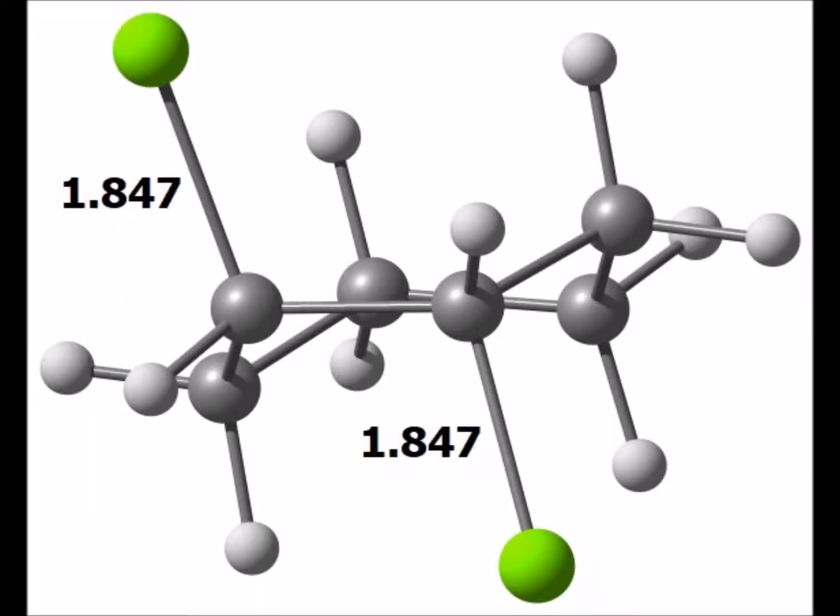Here is the other trans 1,2-disubstituted possibility, where the two substituents, the chlorine atoms, are more clearly, in this case, in the axial positions. So for 1,2 trans, it can be either both equatorial or both axial, and in this case, they are both axial.